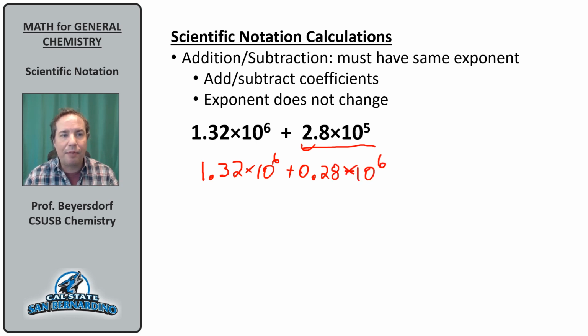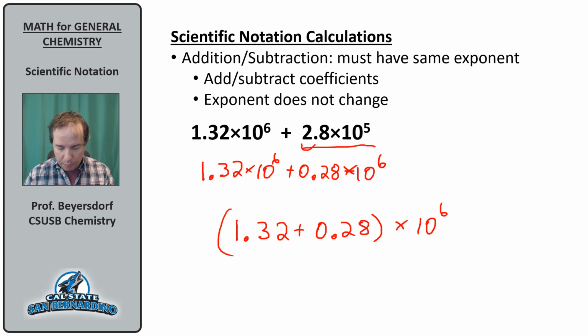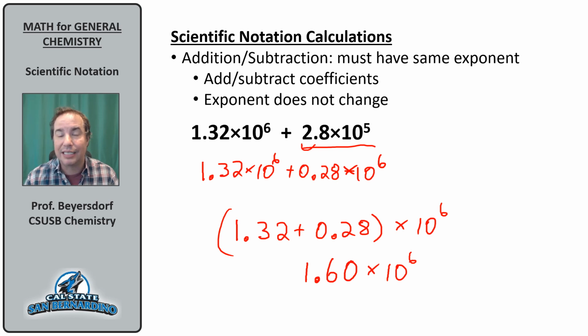times 10 to the 6th. So now I'm adding up these two numbers. They have the same exponent, so now I can just take 1.32 plus 0.28, and the exponent remains the same. When I do this, 1.32 plus 0.28 gets me 1.6. Notice these both have two decimal places, so I have two decimal places. So I'd get 1.60 times 10 to the 6th. Again, we'll do it later in the calculator and see that it's the same number.